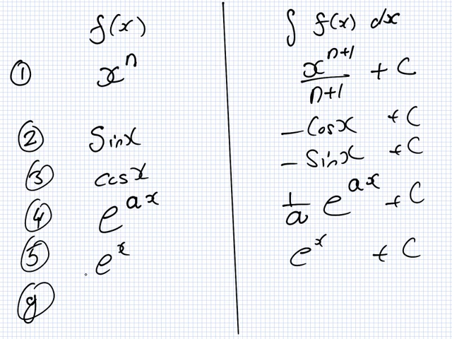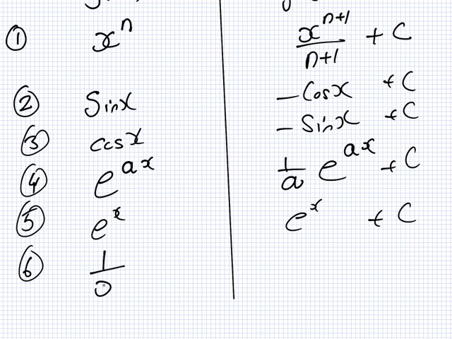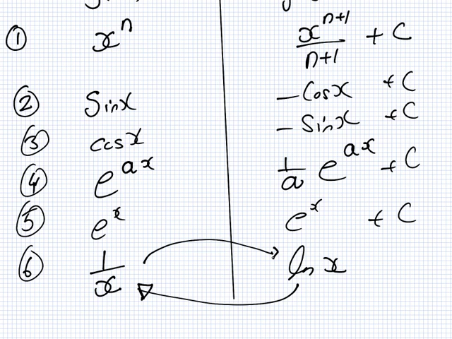Number 6. 1 over x, that becomes log x, and that makes sense because last week I told you the derivative of log x is 1 over x, so the antiderivative of 1 over x is log x. What other ones do we have? I don't think we quite have tan yet. Did I give you any questions with tan in it? I see sines, I see cosines, but I don't see tan. So that's fine.